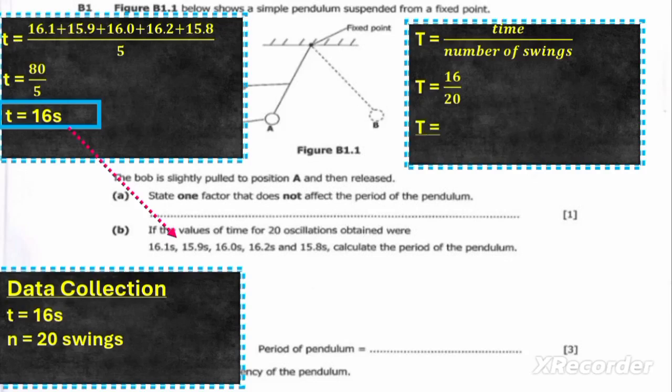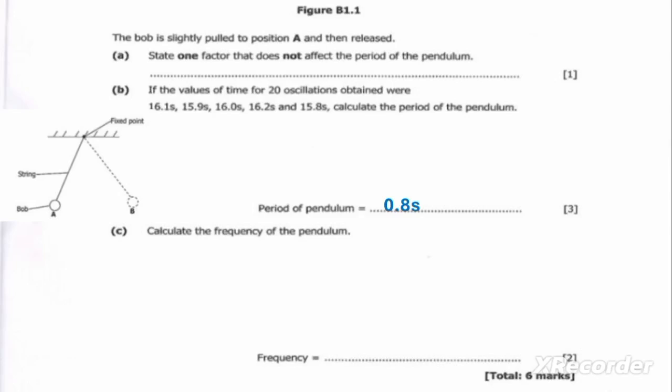Then we are going to say 16 divided by 20, we are going to get 0.80 seconds. 0.8 seconds is our final answer. We are done with this question. We have successfully managed to calculate the period of the pendulum. Now let us move to the next question.